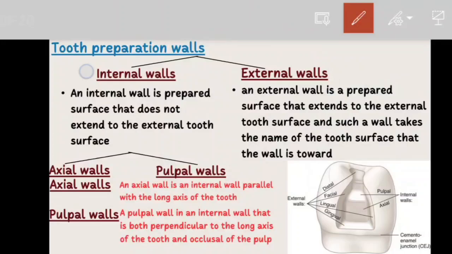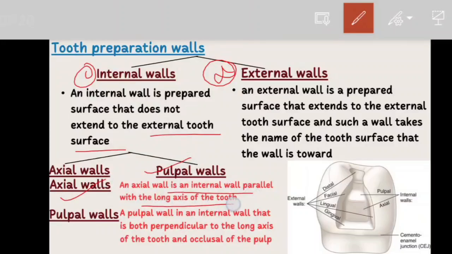Tooth preparation walls: there are two types of wall, internal wall and external wall. Internal wall means one which does not extend to the external tooth surface. It is of two types, axial wall and pulpal wall. The axial wall is an internal wall which is parallel to the long axis of the tooth, and the pulpal wall is an internal wall which is perpendicular to the long axis of the tooth and is located on the occlusal of the pulp.